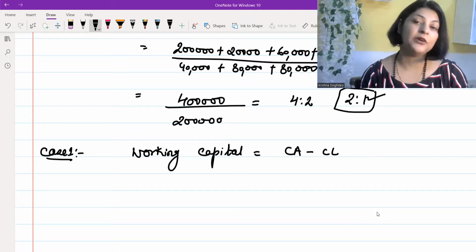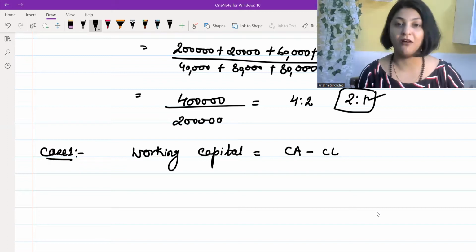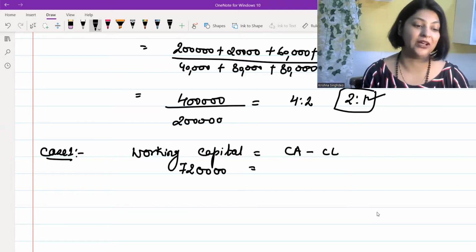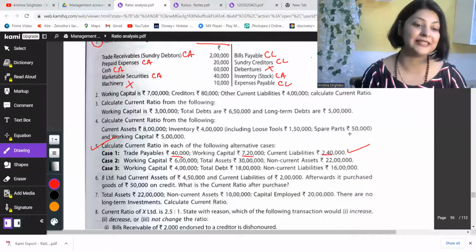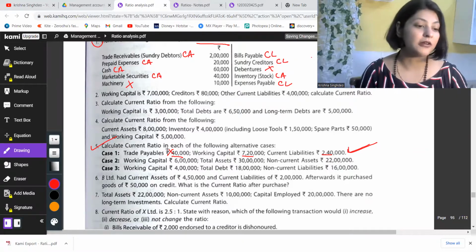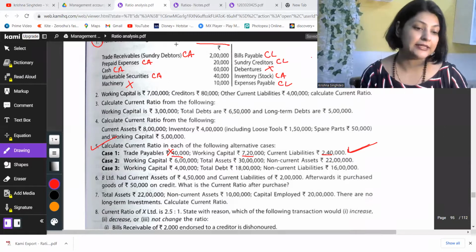So are we given current assets? No. To find out current assets only, we are using this formula of working capital. What is working capital? Working capital is given to you in the question as 7,20,000. And what is the current liability given to you in the question? Current liability given to you in the question is this amount, 2,40,000. Remember this, we have to ignore this 40,000 trade payables. Okay, so we are going to take only 2,40,000 as current liability.